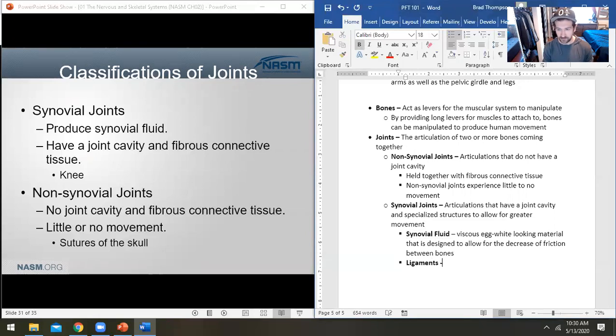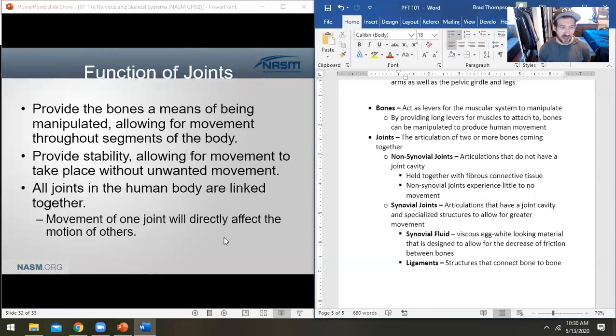Ligaments are structures that connect bone to bone. Like your anterior cruciate ligament, which attaches your femur to your tibia, right? Like all the ligaments in your knee. Those are definitely a very important special structure.